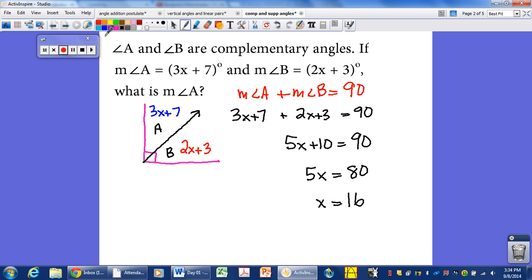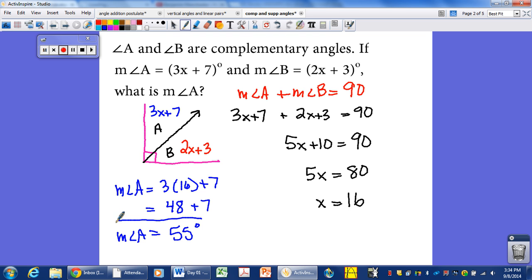So the measure of angle A is 3 times 16 plus 7. 3 times 16 is 48. 48 plus 7 is 55 degrees. So the measure of angle A is 55 degrees, which means the measure of angle B is 35, but we're not asked about that. The measure of angle A is 55 degrees. Complementary angles are those that add up to 90.